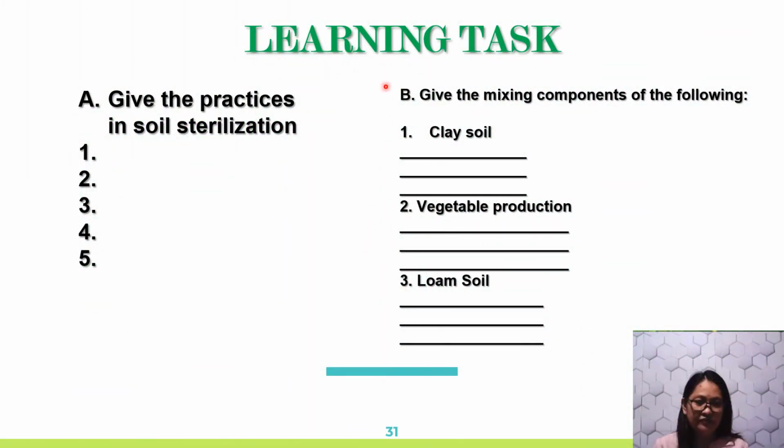Okay, now, I want you to do this learning task. Write your answer on one whole sheet of paper. For letter A, give the practices in soil sterilization. And for letter B, give the mixing components of the following. Number 1, for clay soil. Number 2, for vegetable production. And number 3, for loam soil.